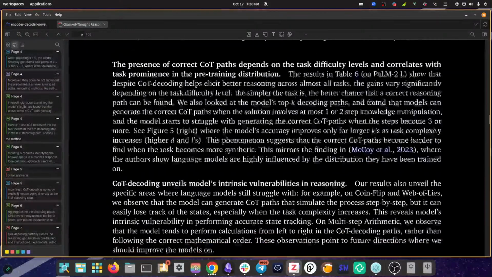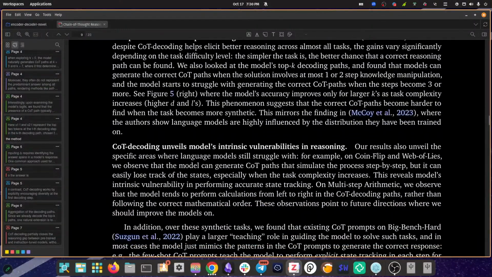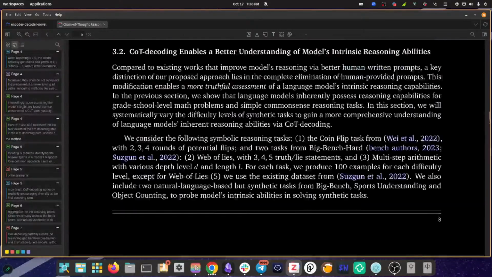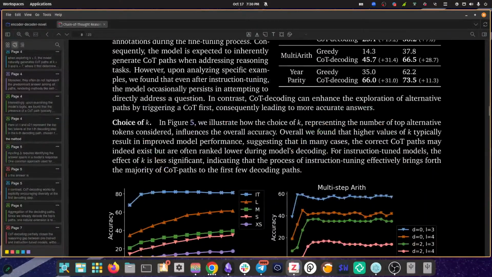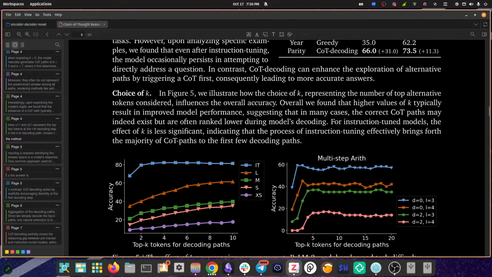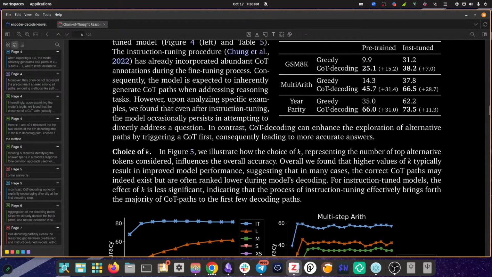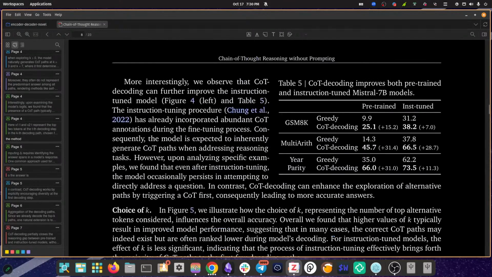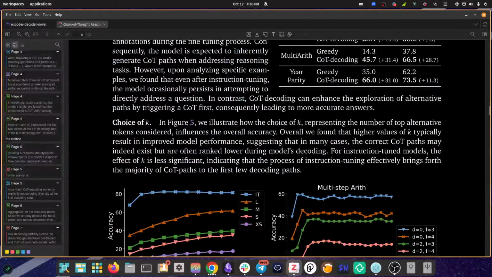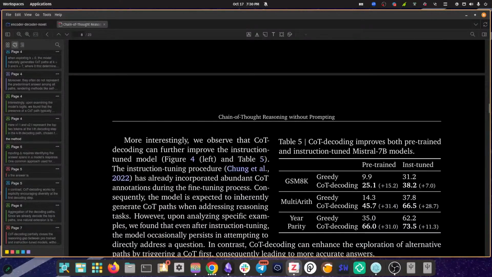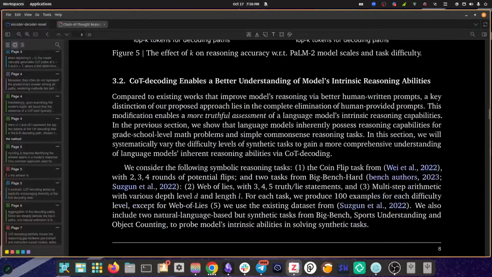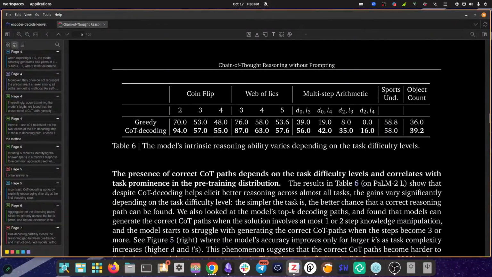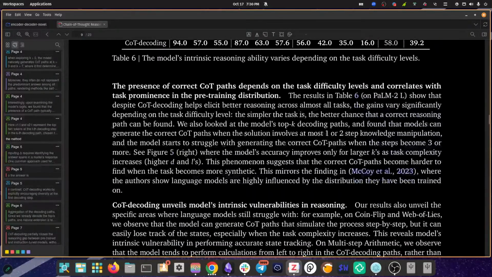Let me just pop back down. And here, IT is... Good question. I'm assuming that's even larger, but I don't really know exactly. It saturates very quickly. Let's see. IT is instruction tuned. Oh yeah. Yep. Okay, yeah.